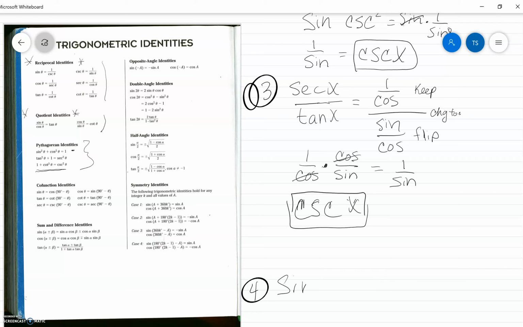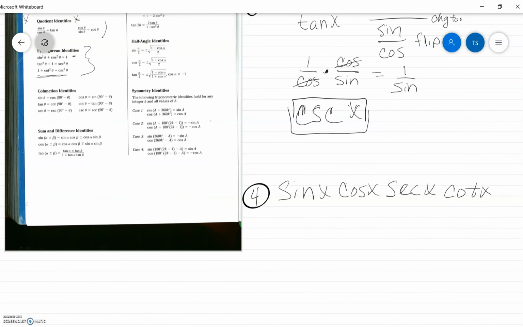This one is going to be sine x cosine x times secant x and times cotangent x. All right. Now, x's can be exchanged for other variables like theta. So you might see problems later where they're using theta. Okay. So keep that in mind. I just used x this time. Now that's a sine, that's a cosine. I'm going to leave them alone.